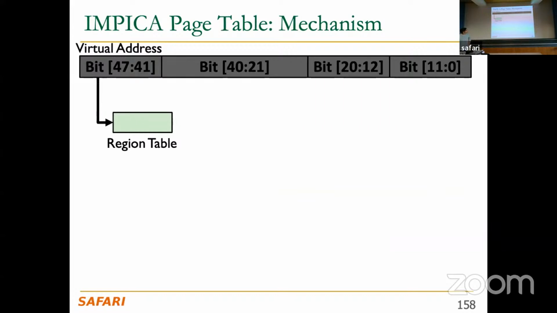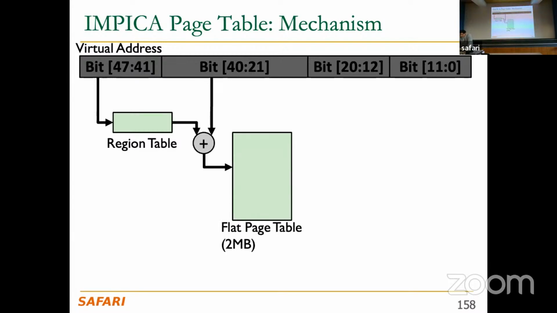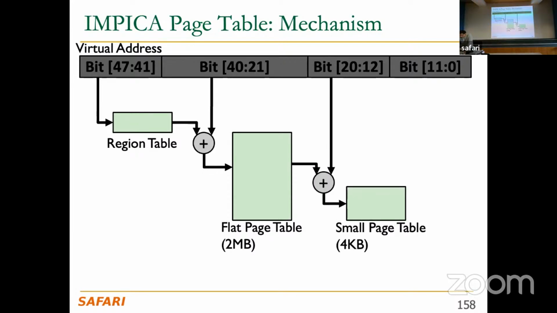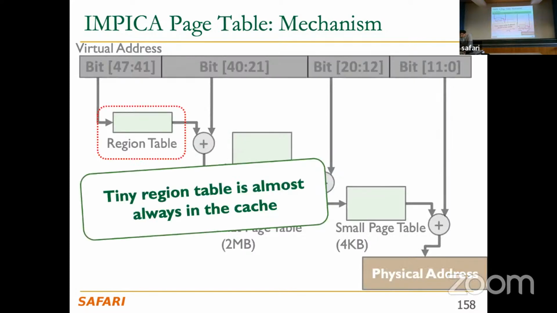From the virtual address, some bits are first used to access a region table, and then there is a larger table, the flat page table, of a size of up to 2 megabytes, and with that we can access a small page table of size 4 kilobytes, and this generates the physical address. One advantage is that the region table is very small, so it's likely going to reside in the cache of the accelerator.